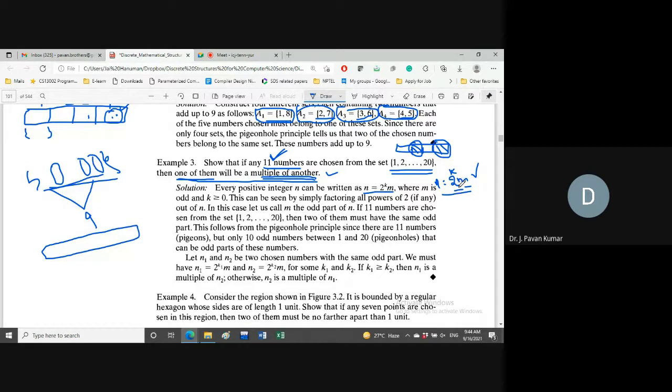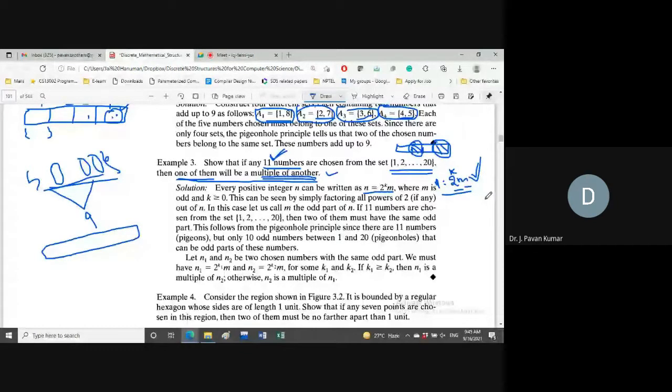Like 16, if n is 16, how can we write n as 2 power k into m? 2 power 4. What is the m value? 1. Yeah, m is 1. Like that, we are able to write even numbers.